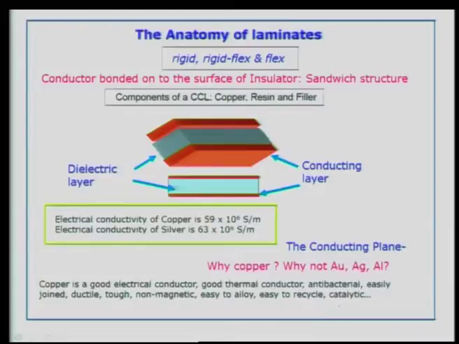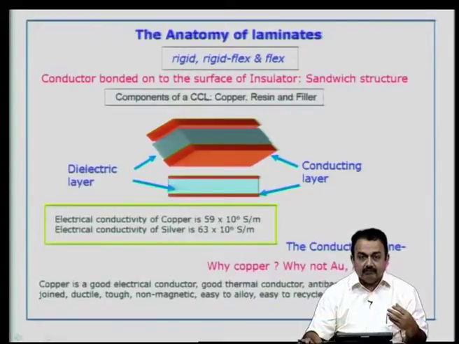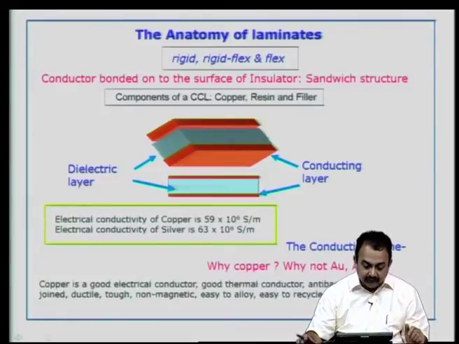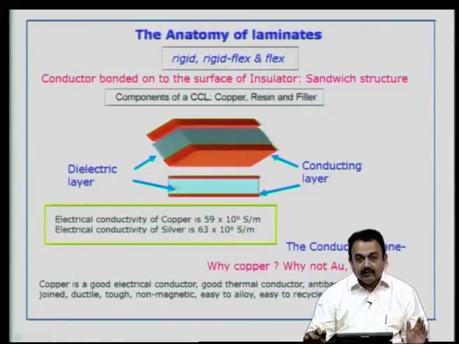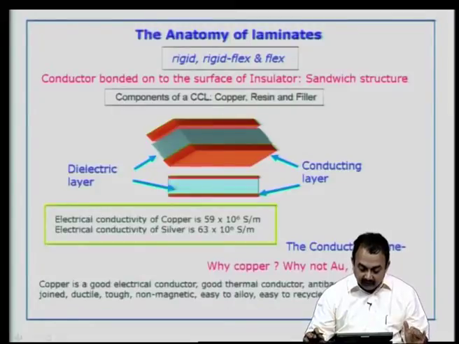So, laminates can be rigid, it can be rigid flex combined, or it can be flex. So, you can create a rigid circuit, you can create a rigid flex PCB, or you can create a completely flexible PCB. The conductor is bonded onto the surface of an insulator, and that is how you get the sandwich structure. So, now you are very clear about the components of a copper clad laminate. I have once again shown you a cross section here.